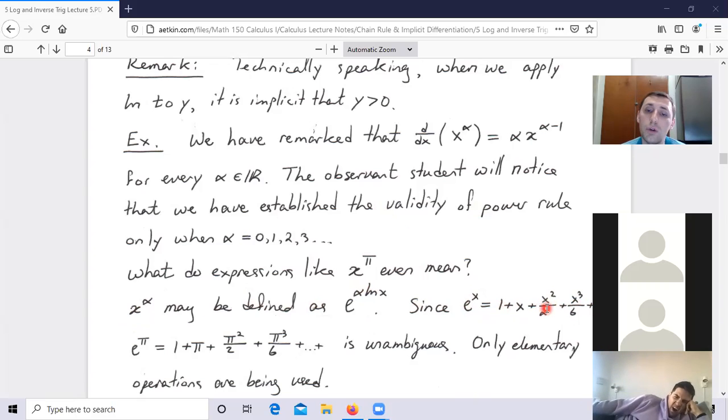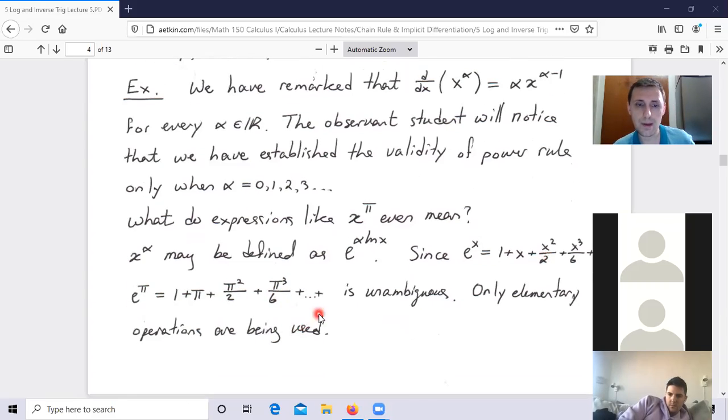But really, what do I do when I say e squared? I write 1 plus 2 plus 2 squared over 2 plus 2 cubed over 6 and onwards, right? That's what e squared is. And this is true for all numbers. So e to the power of pi is 1 plus pi plus pi squared over 2 plus pi cubed over 6. And this summation is presumably unambiguous. Do you follow? We are only using here elementary operations. I understand what is e to the pi. So when it's e to some power, I understand it pretty well.